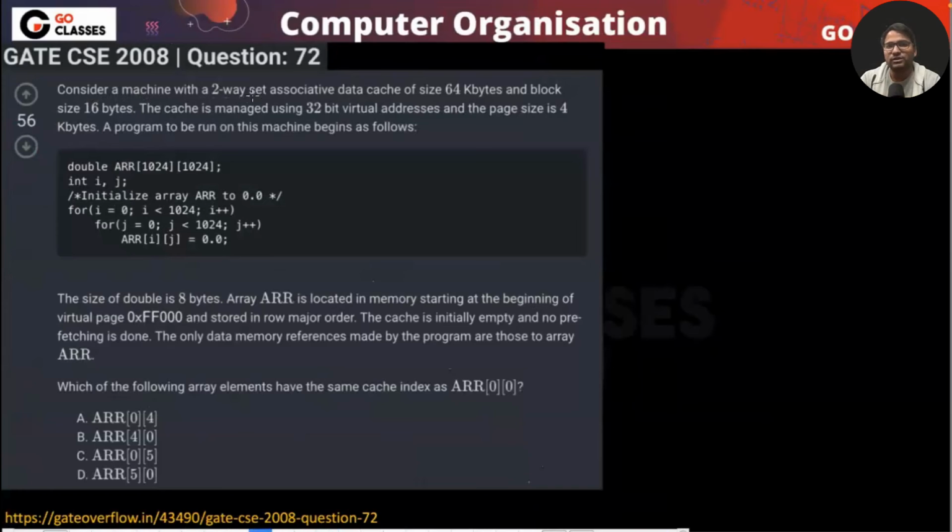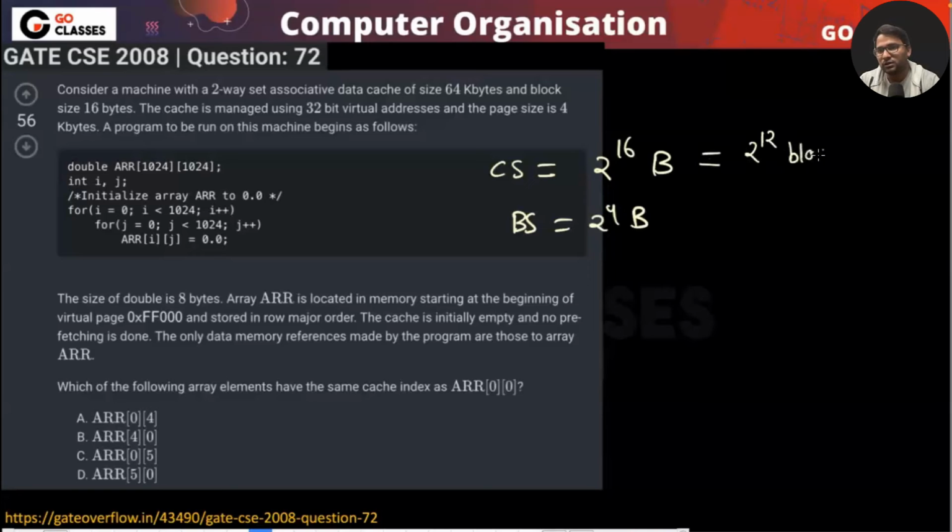Consider a machine which is two-way set associative, with a data cache of size 64 KB. So the cache size given to you is 2 power 16 bytes. The block size is 2 power 4 bytes. So how many blocks do you have here? 2 power 12 blocks, which means if it is two-way set associative, how many sets do we have? 10 or 11? 2 power 11, right? 2 power 11 sets.